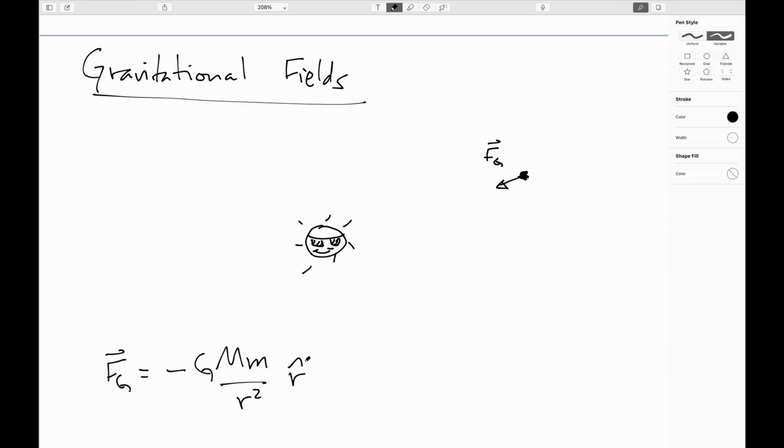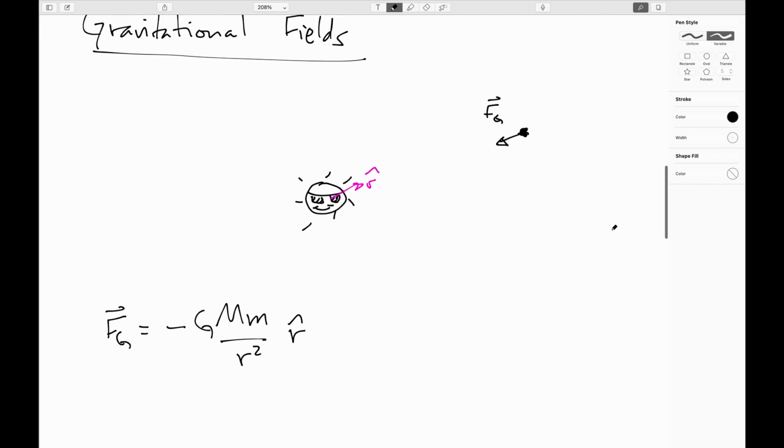And the r hat is here because both m's are positive, so this will be a positive quantity, but r hat means away from the sun. So let me just draw in an r hat here for us to keep straight. We need it to be negative, so minus r hat points towards the sun. So there we go. That is our gravitational force.